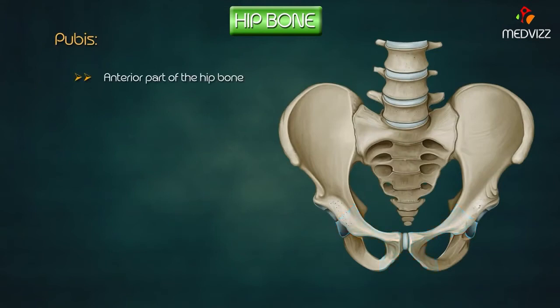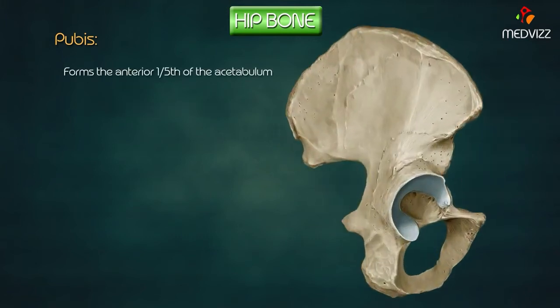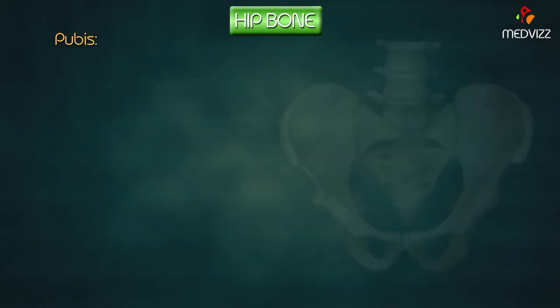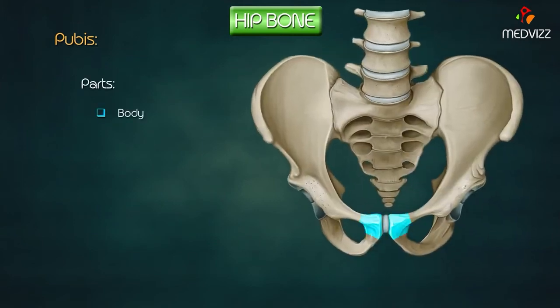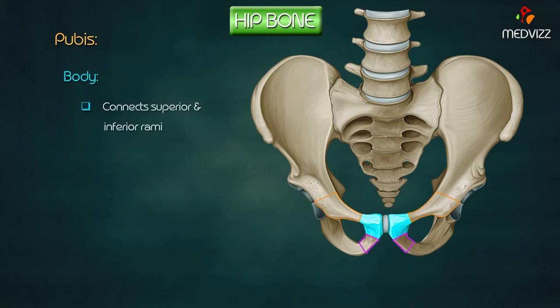It forms the anterior part of the hip bone and articulates with the opposite bone forming the symphysis pubis. It also forms the anterior 1/5 of the acetabulum. Parts: body, superior ramus and inferior ramus. Body. It connects the superior and inferior rami. It has three surfaces, one border, the pubic crest, and the pubic tubercle.